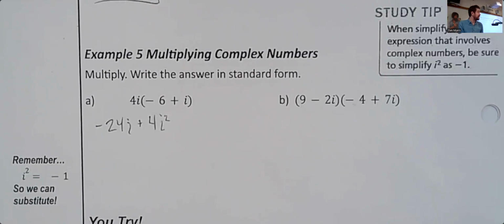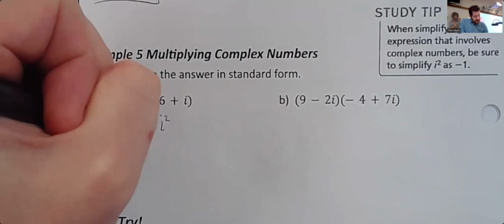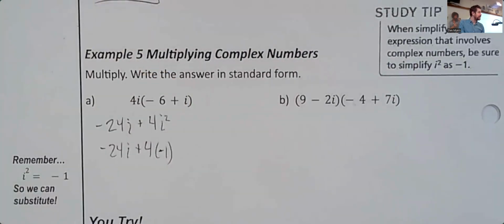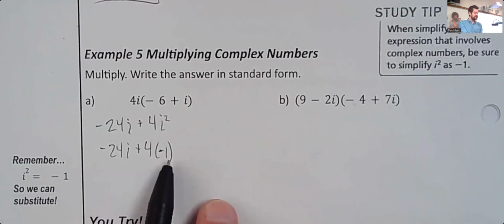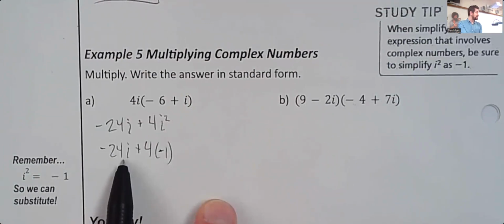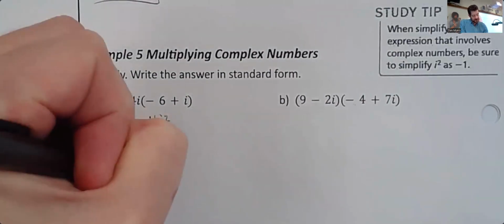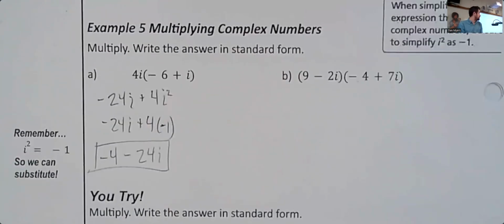Because i times i is i squared. However, i squared equals what? -1. So this would be -24i plus 4 times -1. 4 times -1 is -4, right? But with the complex number form, this is still a complex number, but now the real number's at the end, and the imaginary part's at the front. So we need to flip it around to get the real number at the front. So that's -4 minus 24i to get it into that standard complex number form.